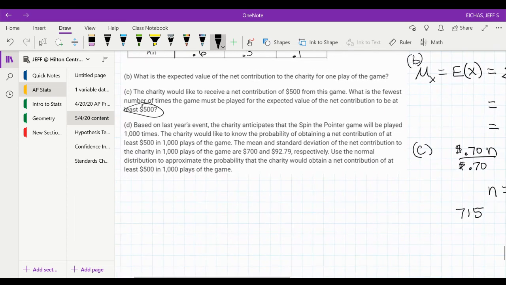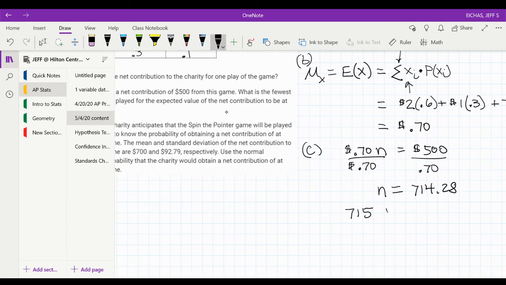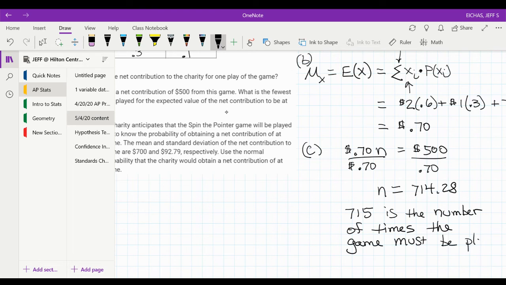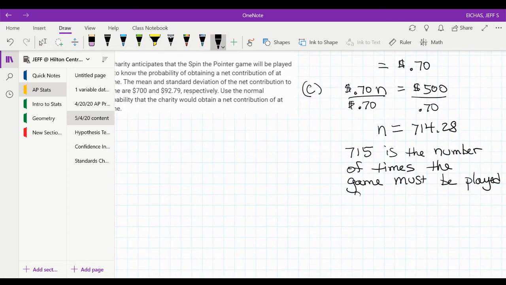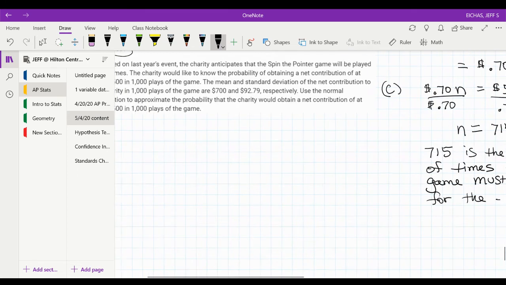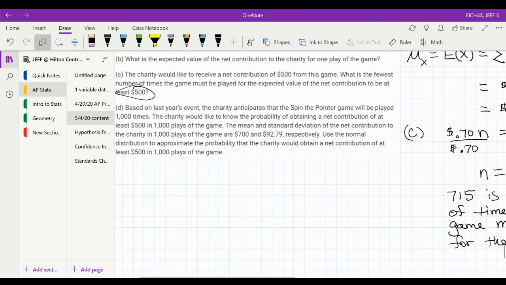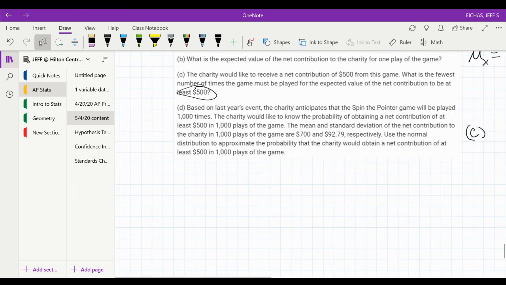Let's see, number of times the game must be played is the number of times the game must be played for the expected value, and so on. So you got to make sure that you answer in context of the question. So make sure you take the time to say that. For the expected value of the charity's contribution to be at least $500.